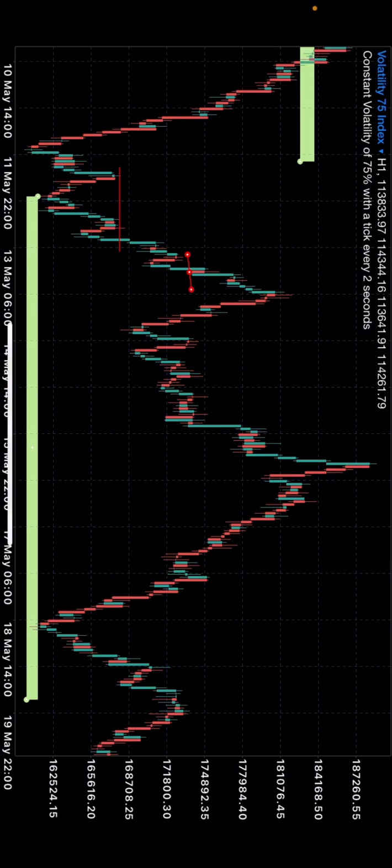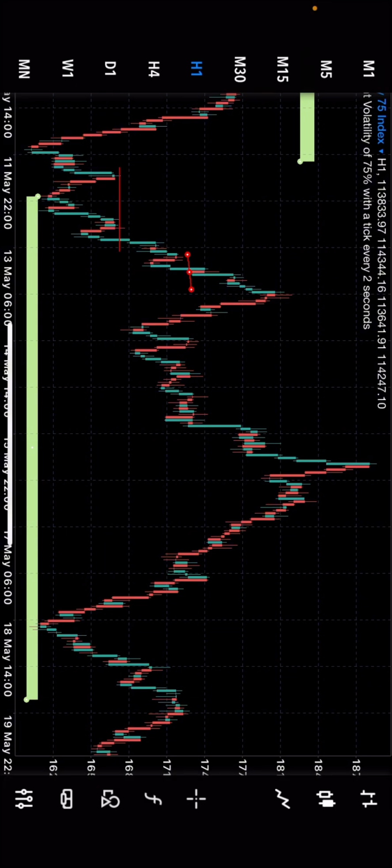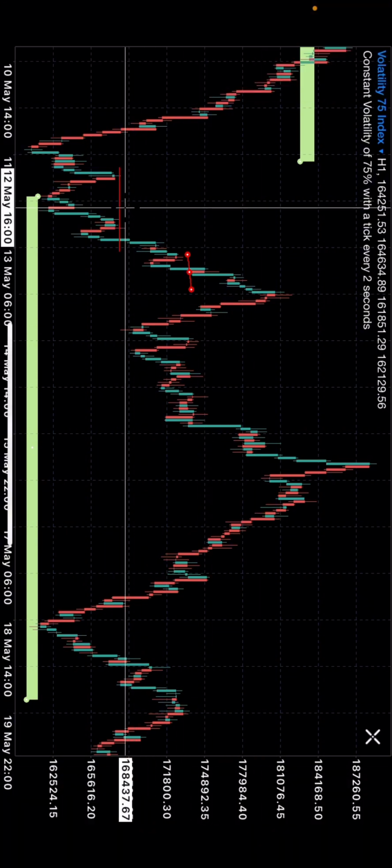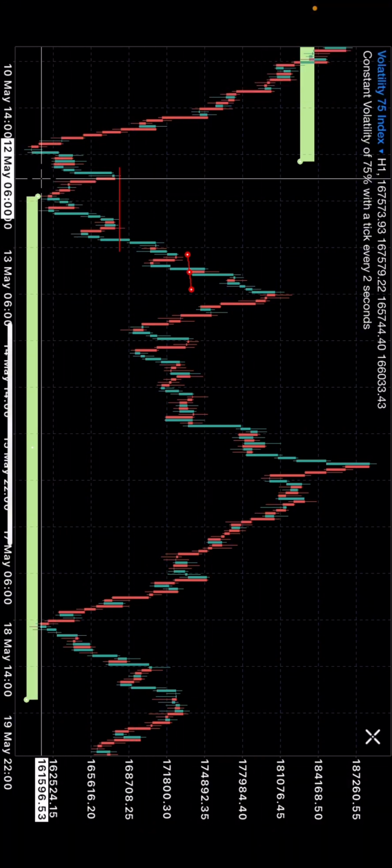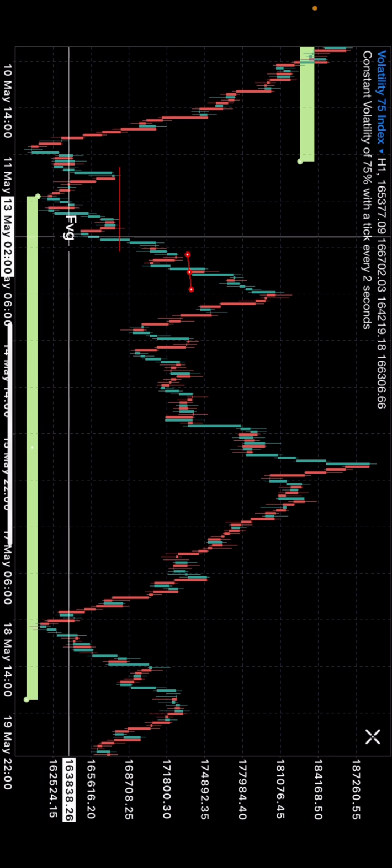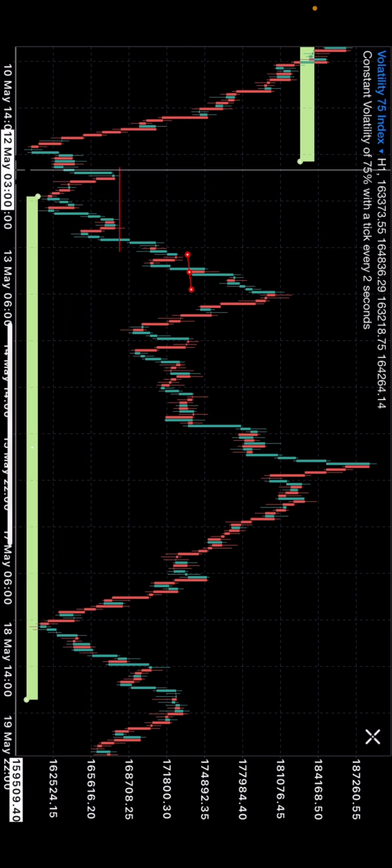A series of break of structure, okay? And I'll just leave it this way. I know you understand. This is a series of break of structure. Remember our criteria: it must have a fair value gap and a break of structure to the upside. So you see it now.